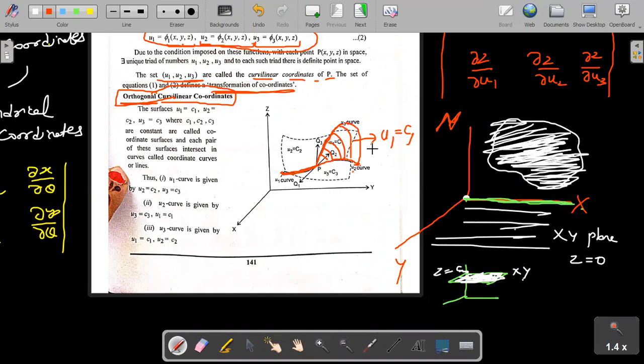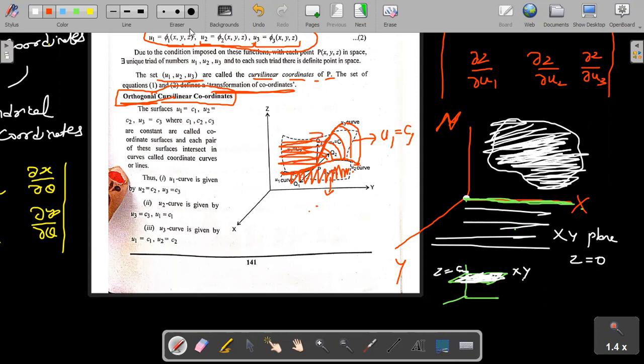Is it fine, bache? Yes, ma'am. Similarly, if I go to this region, this region is between the U1 curve and U2 curve. So on this curve, U3 will be constant. And similarly, on this side, U2 will be constant, right?